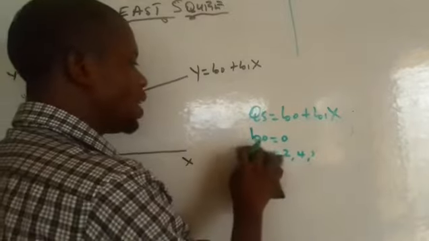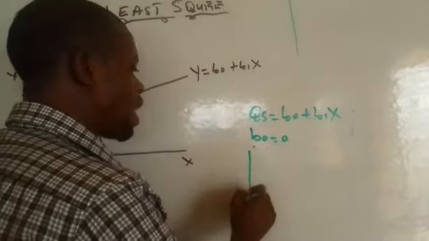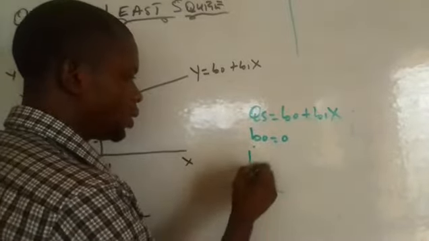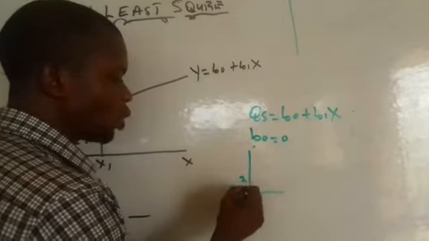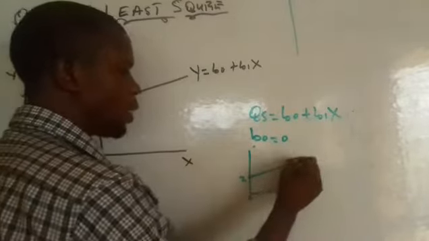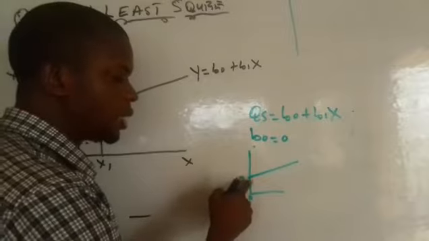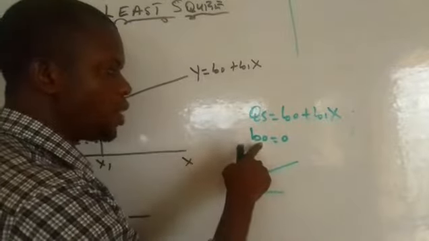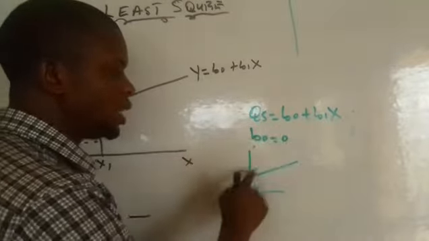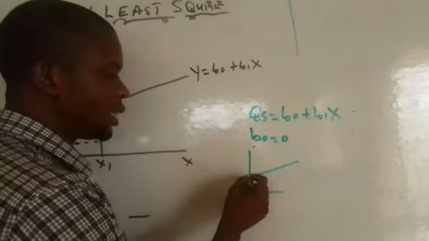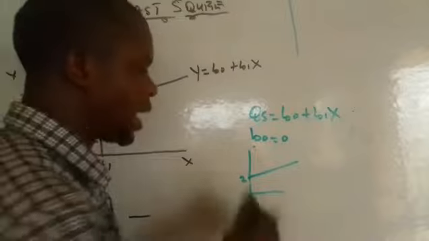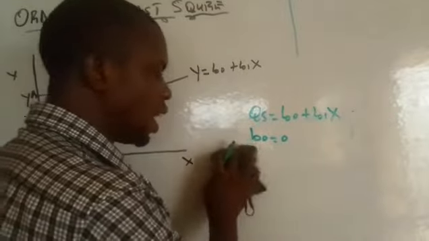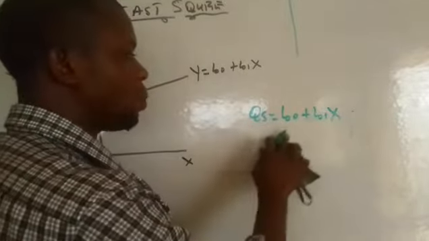Let's say it is 2. Even without price, there will still be supply. So if your B0, which is the constant, is positive, the intercept will be like this. It means that without price, we can supply. But if it is 0, we cannot supply without price. That is about B0.